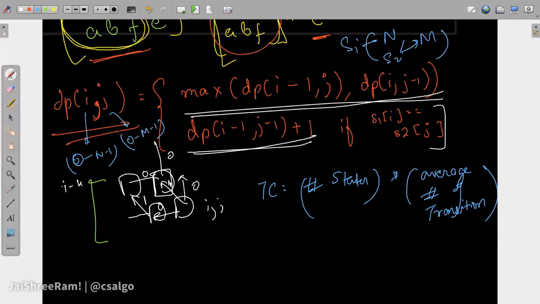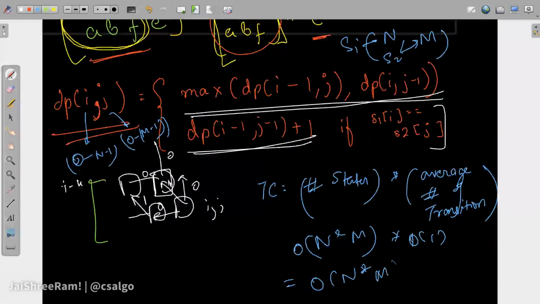So there is n into m number of states, and from every state you are doing order 1 transition, like there are 2 or 3 transitions, right? So it's order 1. So this is going to be order n into m. Is this clear to everyone?